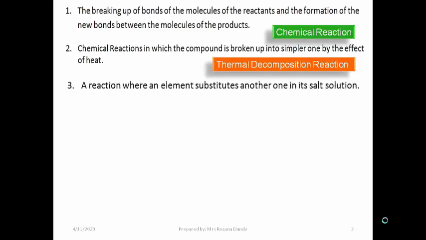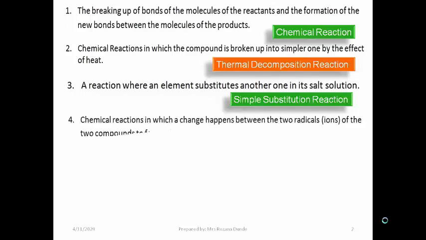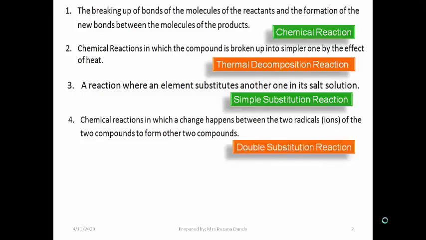A reaction where an element substitutes another one in its salt solution is called, what kind of reaction is it when we have substitution of one element? It's called simple substitution reaction. Chemical reactions in which a change happens between the two radicals, ions, of the two compounds to form other two compounds: double substitution reaction.